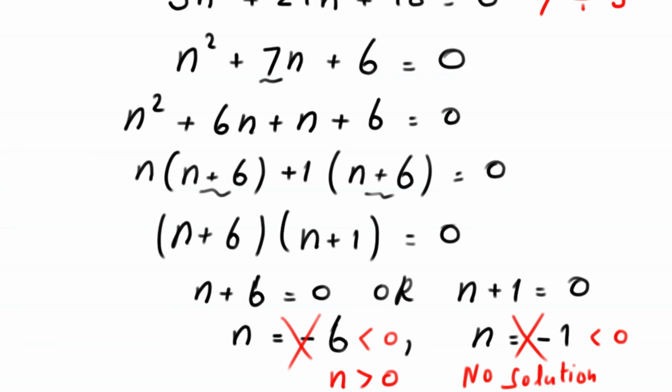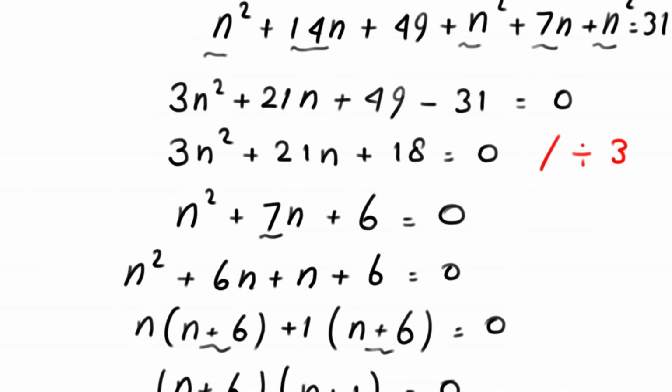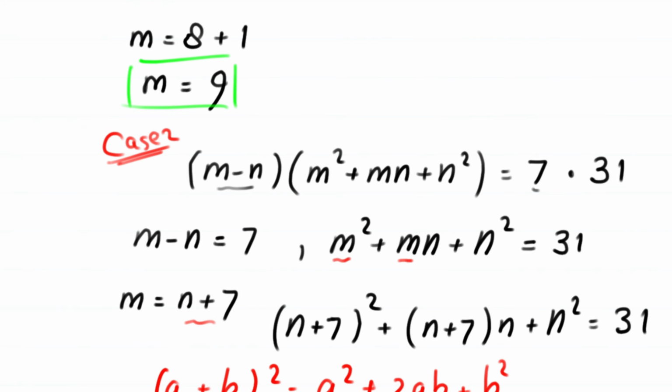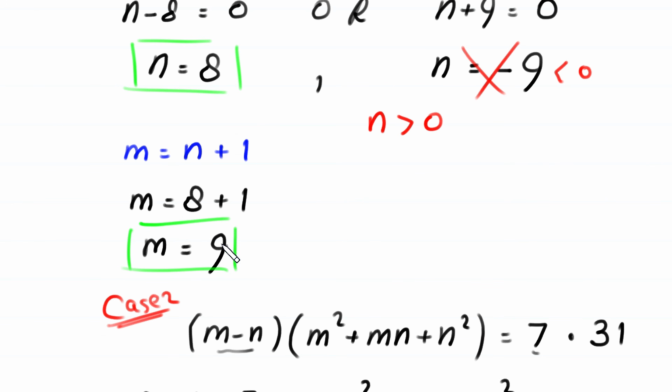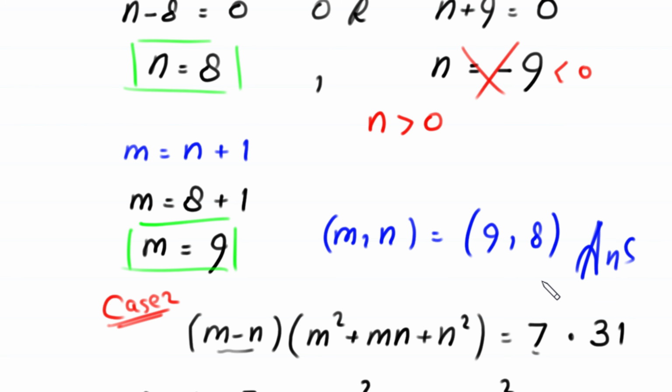So the only solution to this equation is this pair m comma n is equal to 9 comma 8. This is the final answer of this problem.